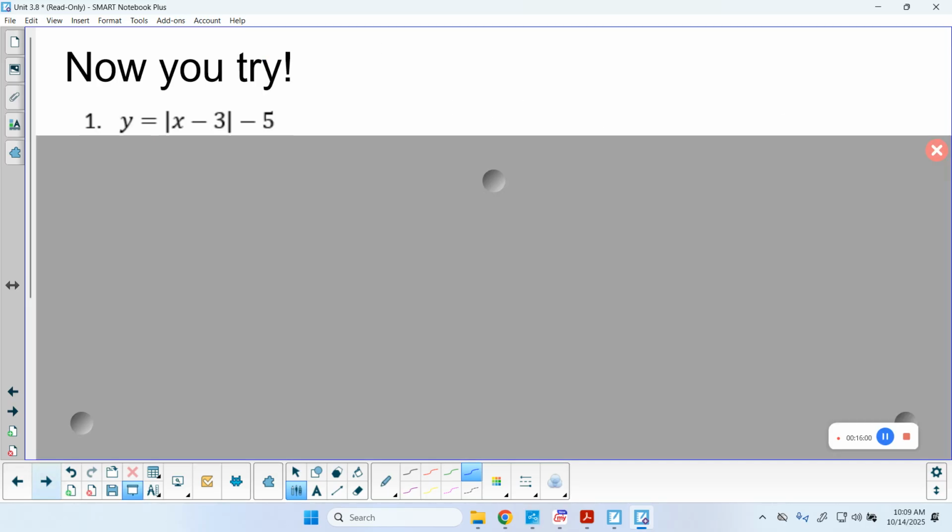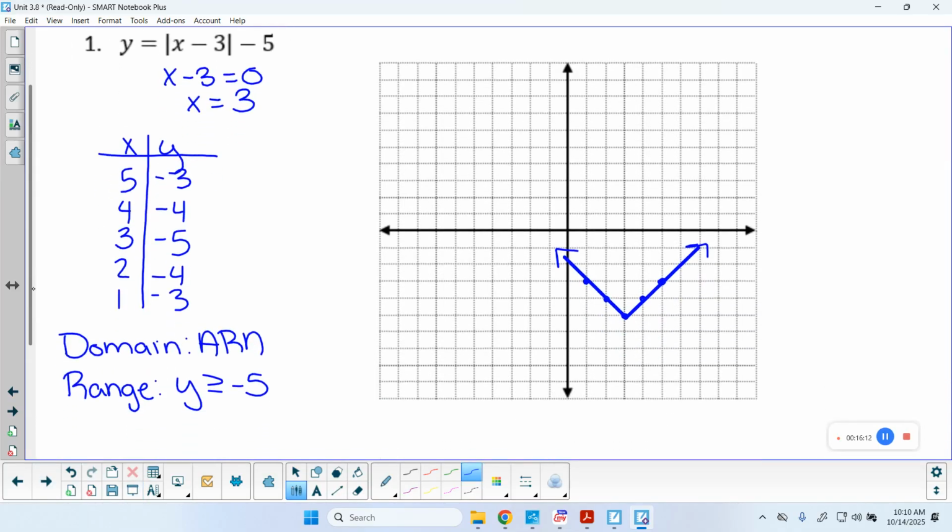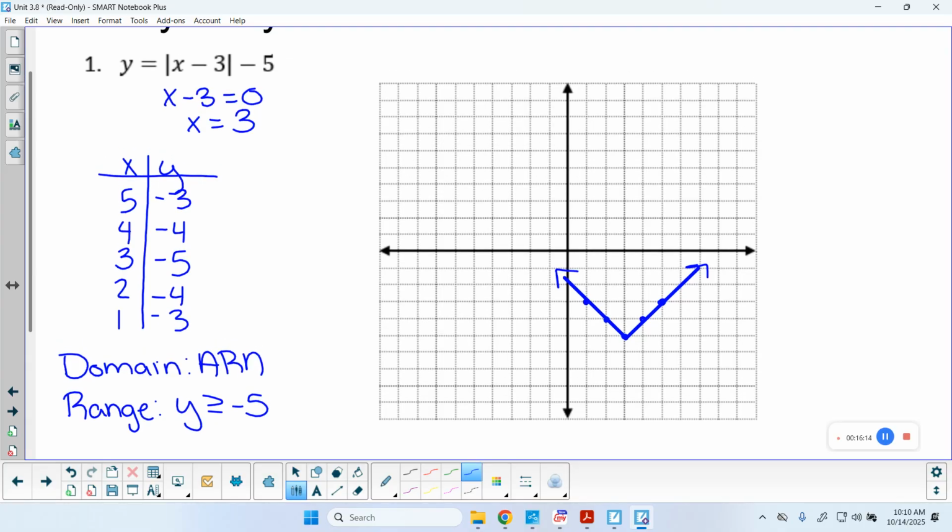For the last one, this one you guys are going to try on your own. So pause this, get that done, and then go ahead and replay it again so you guys know if you are doing it correctly or not. And this right here will be that final answer.